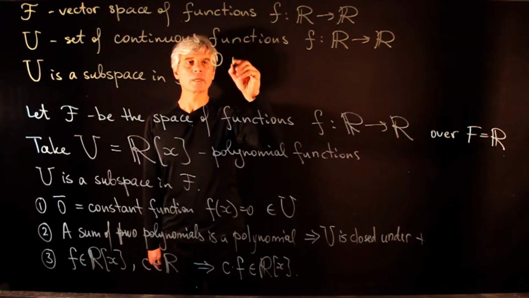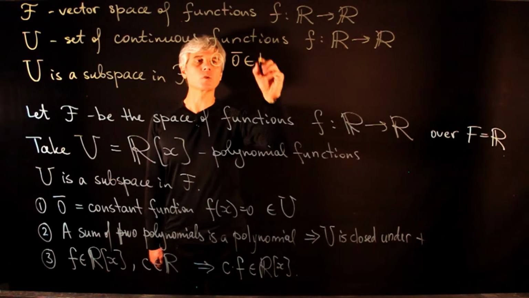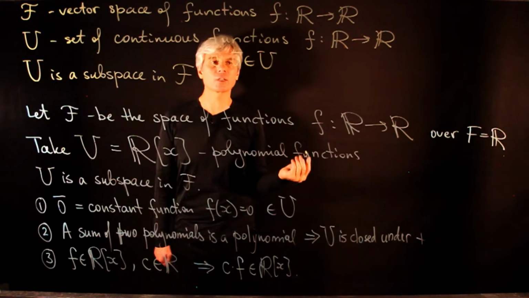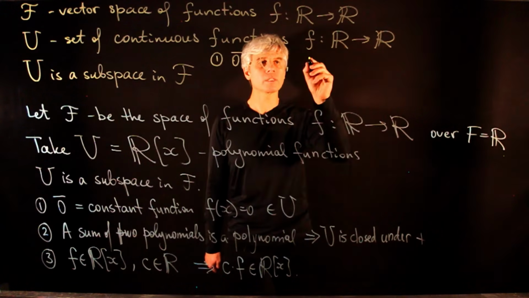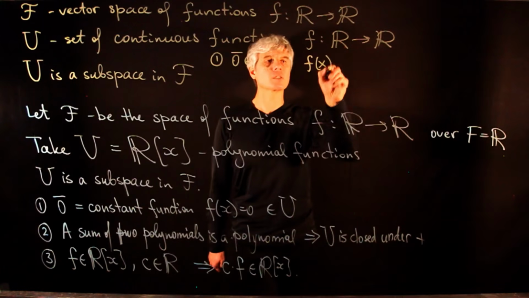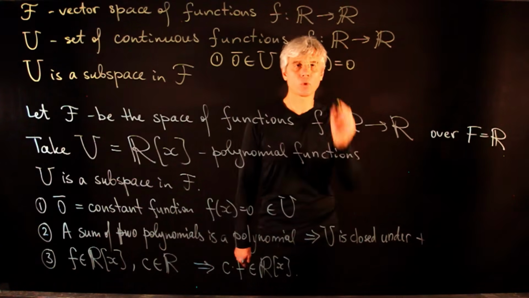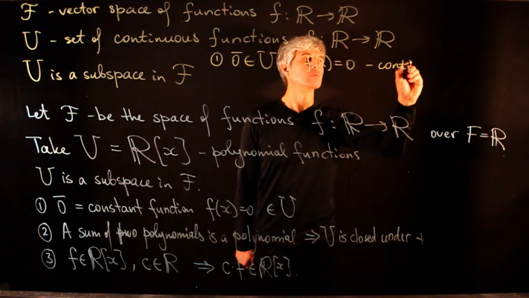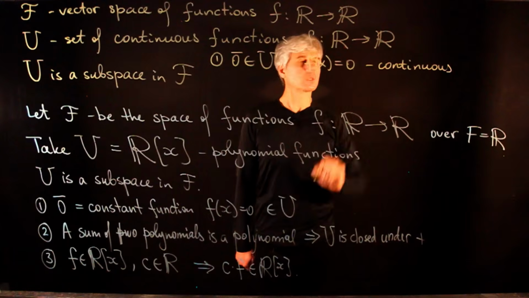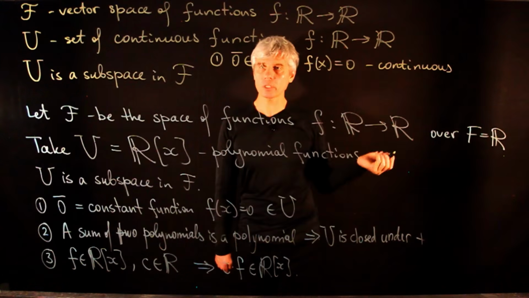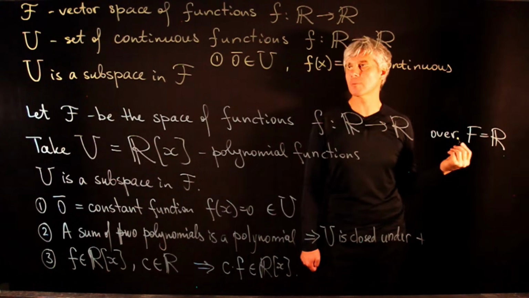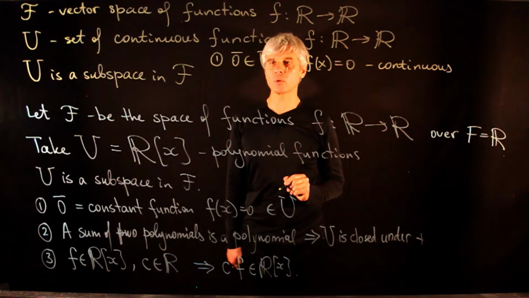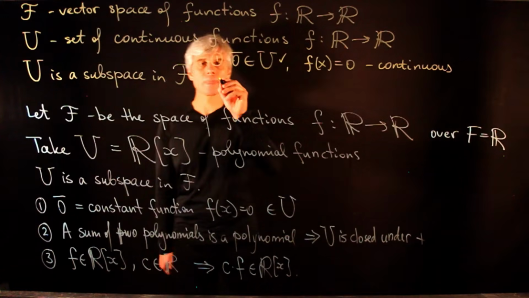Now, what does it mean to verify these properties? So property 1, zero vector is in U. So what does it mean? The zero vector here is a zero function, right? So this is a constant zero function. So f of x is equal to 0 for all values of x. And this function is continuous, because a constant function is continuous. So this means that this property holds, so that zero vector is in U.